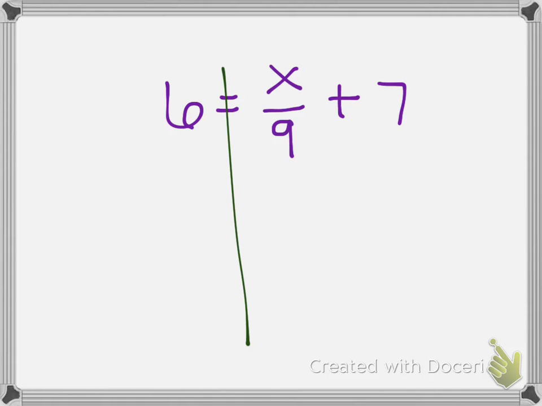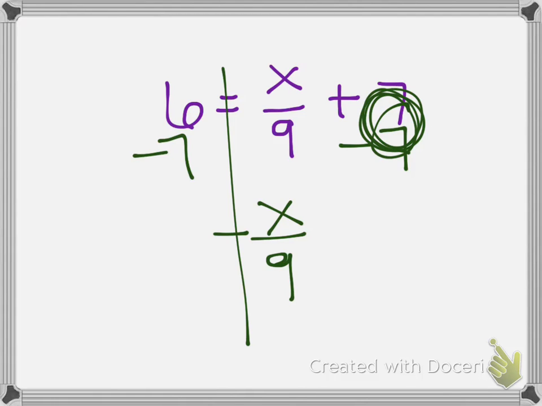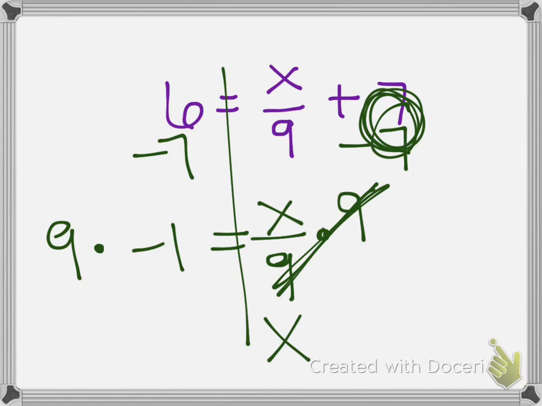Okay, same thing. We're going to take the 7 away because we want 0 first. X over 9 equaling negative 1. The 9 is dividing. We're going to times it both sides. 9 over 9 is 1. And x is negative 9.